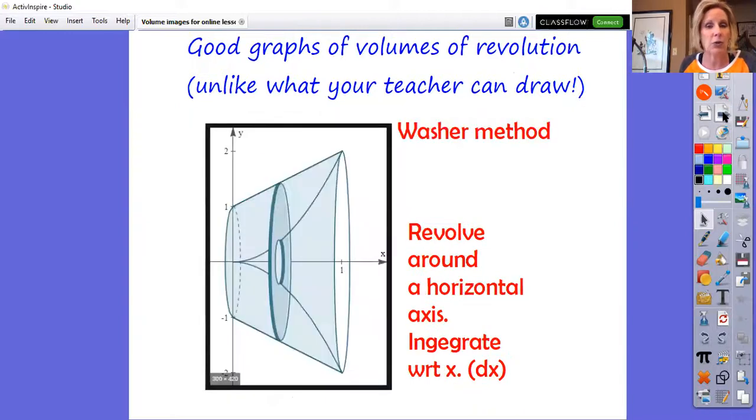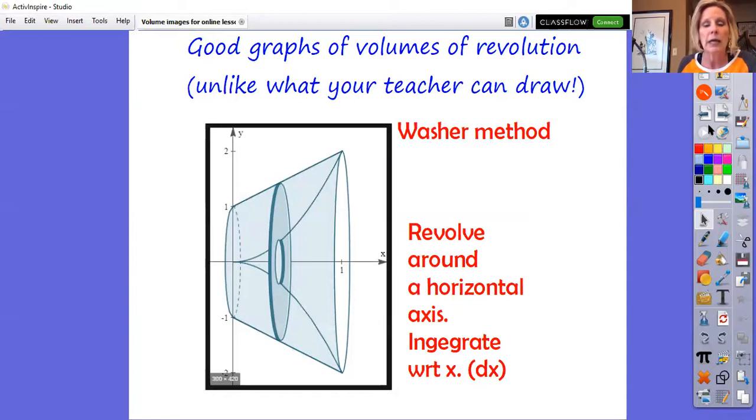Now, the second method we're going to work on is washer method. And so sometimes I call it the dime and the donut method, but really you should call it the disc method and the washer method. A washer is a little piece that you sometimes work with if you like to work with tools.